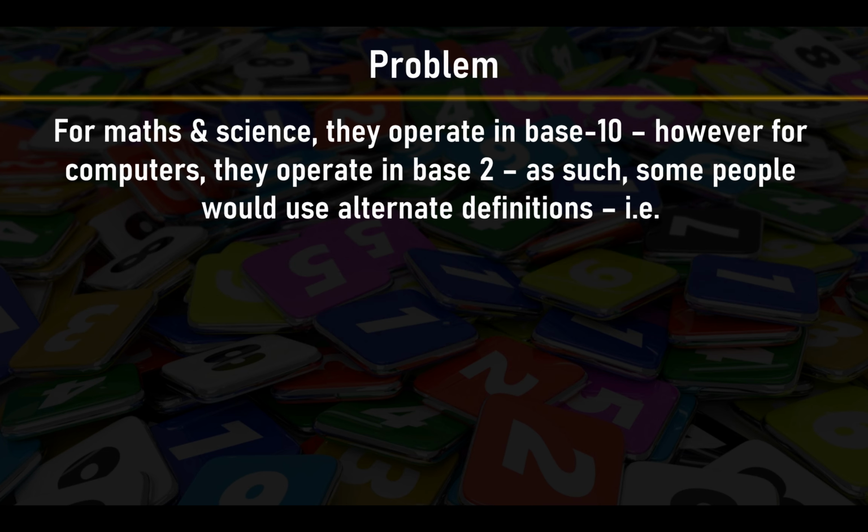So let's look at this. In maths and science, they operate in base 10, however for computers, they operate in base 2. As such, some people are going to use alternate definitions. So we can say 1 Kibi, or also Kibi, let's say 1 Kibibyte is going to be 1024 bytes, or 2 to the power of 10.